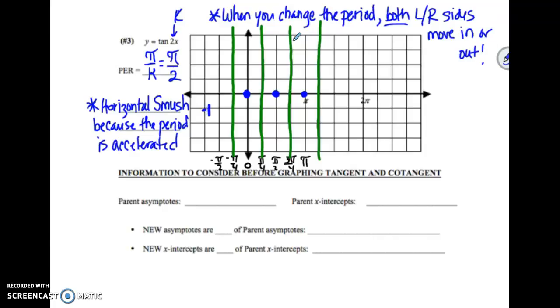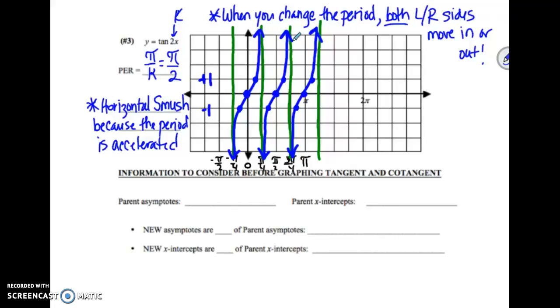So if this is negative 1 and this is positive 1 on our y-axis, our points are just going to be halfway there between the center and the asymptote. It's just going to look like that. Basically, it's the same exact shape. It's just smooshed into half the width.